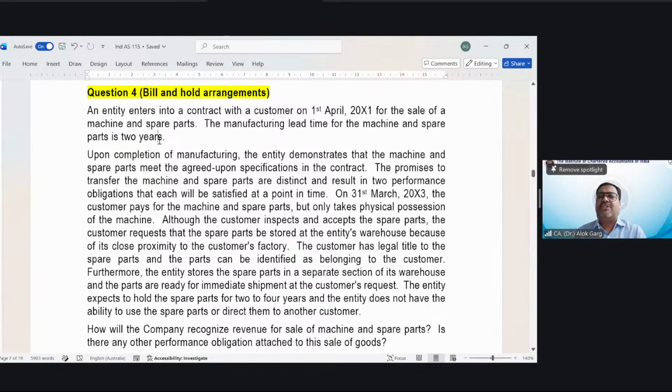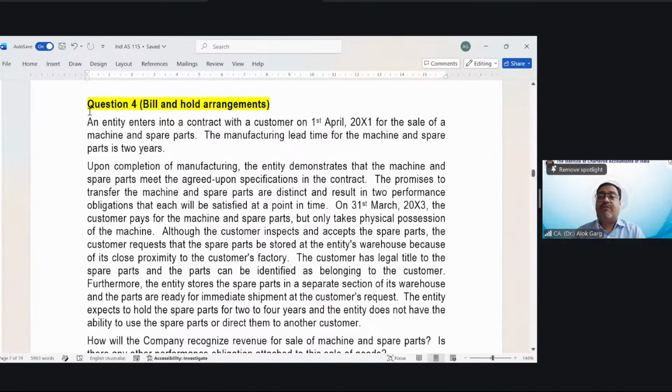We did a question of spare parts also. If you remember, we did a question of spare parts, right? If my memory serves me right, that was illustration number 68. Question number 4 from the ICAI study material, bill and hold arrangement. Shall we enter into this question and solve it?